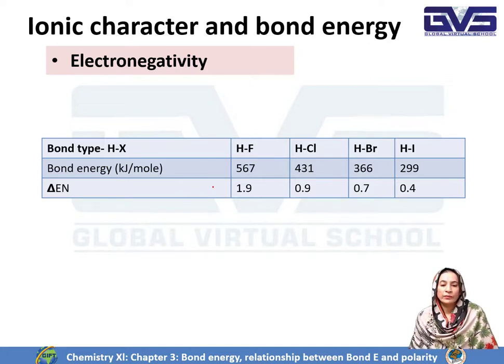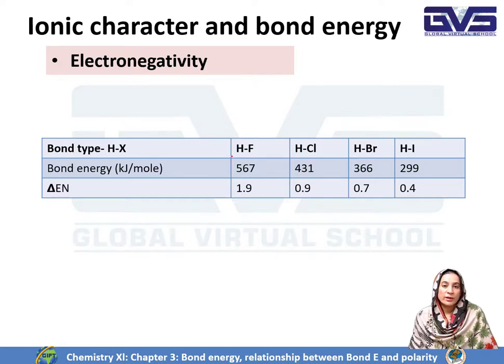So let's see what the bond energy of HF is. 566. HCl is 531. For HBr it is 366, and for hydrogen iodide it is 298. So bond energy is decreasing. Why? Because of the decreasing difference of electronegativity. HF has the maximum difference of electronegativity, so it has the highest bond energy. HI has the least electronegativity difference, so it has the lowest bond energy. So it means HF has higher ionic character and higher bond energy.